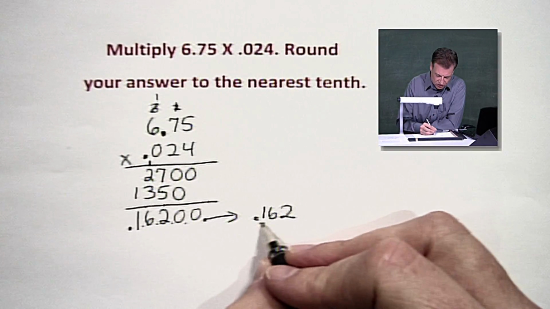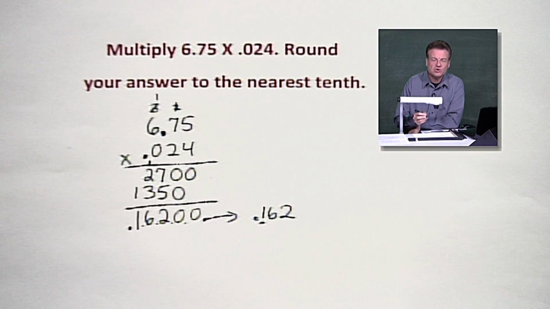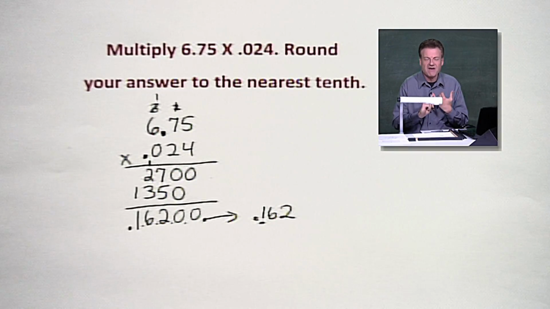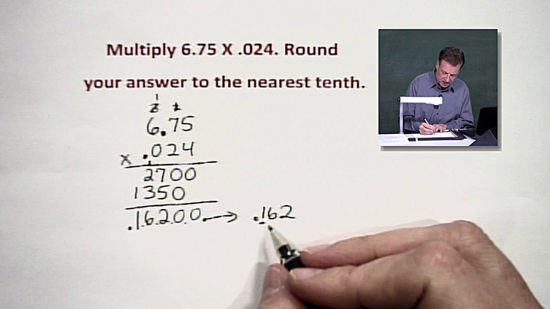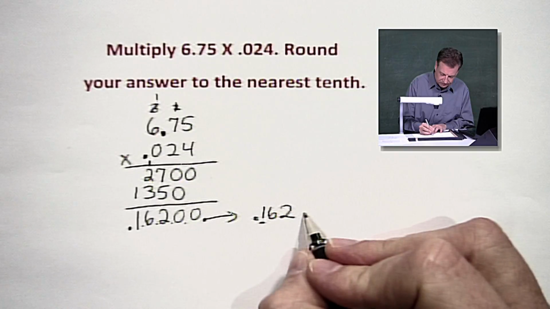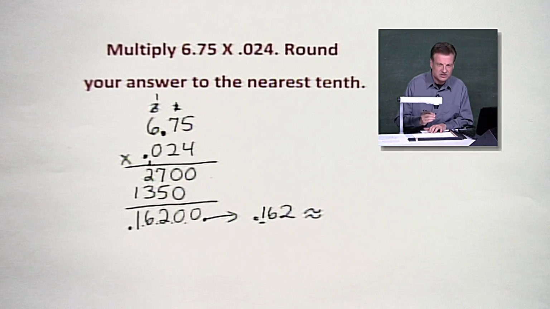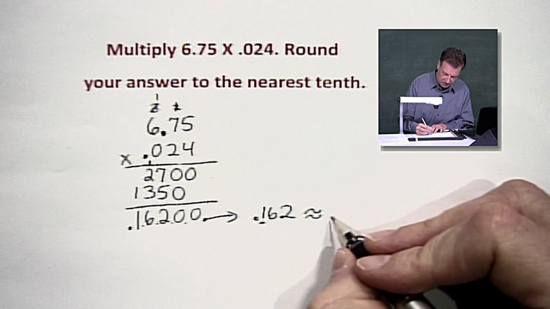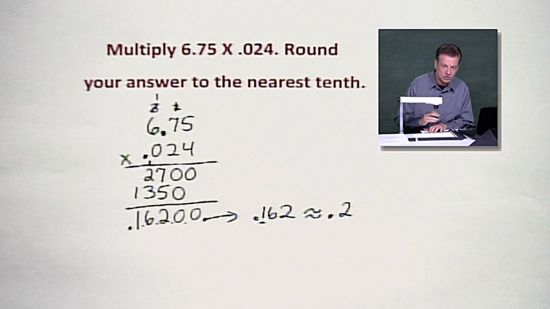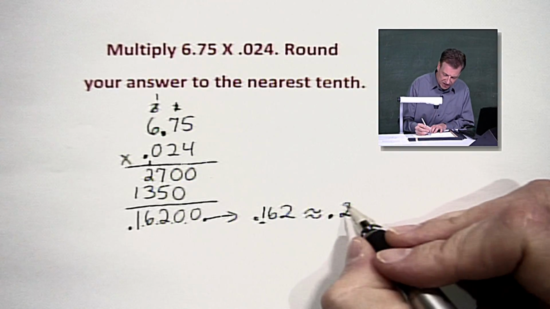The tenths place is right there, the 1. The 6 next to it is over half. Over half meaning 5 or above. So that means we're going to bump up the 1 to a 2. And I'm going to use this little symbol. That means close to approximately. Well, it's rounding off to 2/10. It's going to be 2/10. And that's where we go on this.